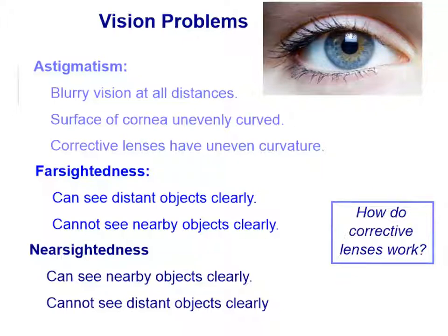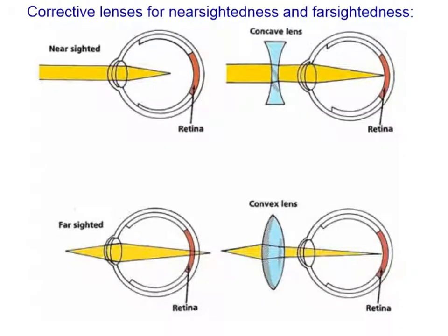Now, how do corrective lenses help compensate for farsightedness and nearsightedness? So here are some corrective lenses for nearsightedness and farsightedness. Remember, a nearsighted individual is unable to get a clear image for distant objects. So if we think about distant objects way off here, the rays are nearly parallel coming into the eye, and in a nearsighted person, the light rays from these distant objects converge too much, and they form a sharp image that's in front of the retina. And so the retina perceives a blurry image. And this could be corrected by putting a concave lens in front of the eye, and that makes the light rays spread out before entering the eye, enabling a sharp image to be formed on the retina.